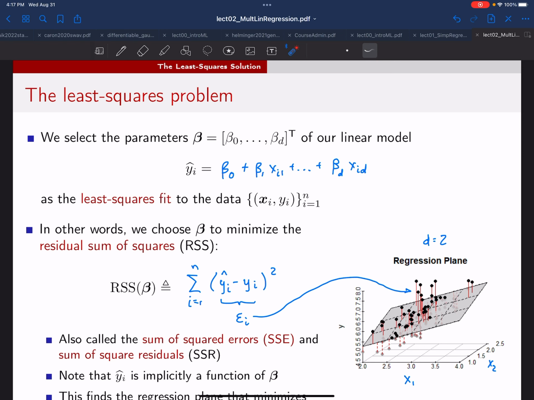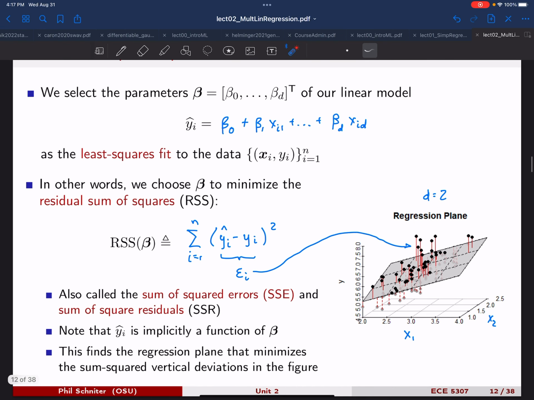Okay? So our objective, just like before, is to minimize the sum squared values of all those things that stick up. So of course, these are our yi samples. Those are the dots. The plane is our y hat as a function of x1 and x2. And we want to adjust those coefficients, adjust the location of the plane, to minimize the sum squared deviation.